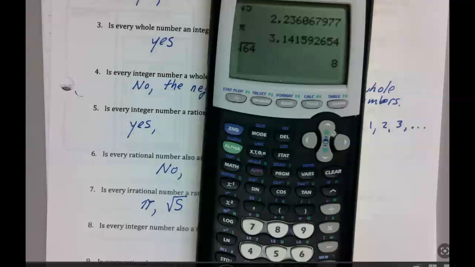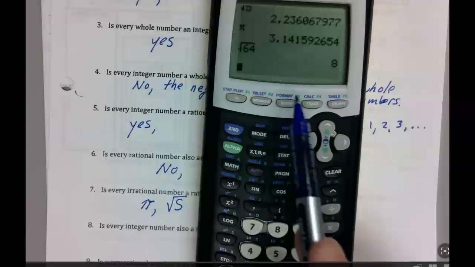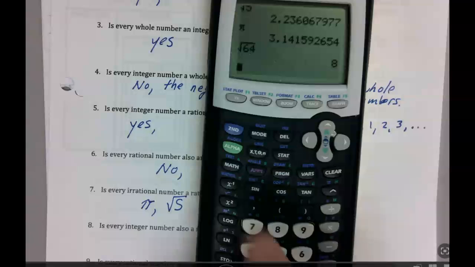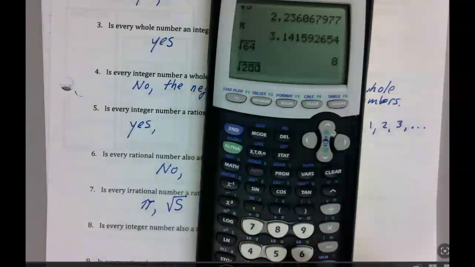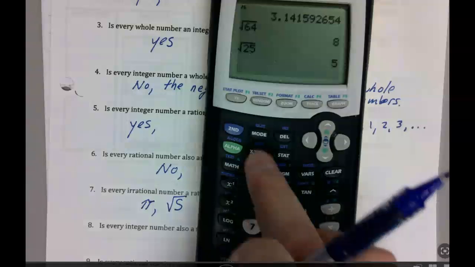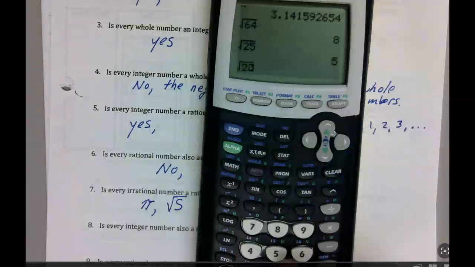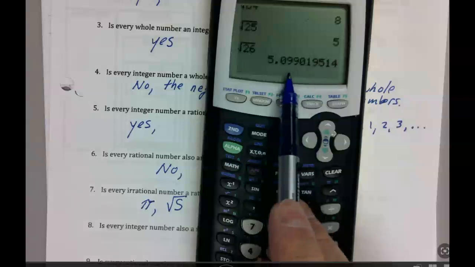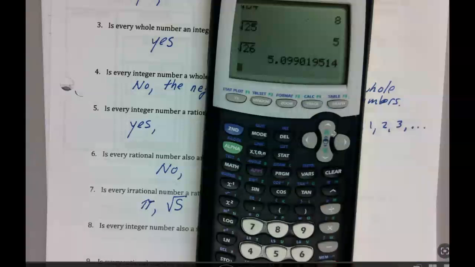Why did 64, when I took the square root, come out as 8? Because 8 times 8 gives me 64. 64 is a perfect square, isn't it? Anybody know another perfect square? Square root of 25. Let's try square root of 25. Very good. So square root of 25 is a rational number, isn't it? Correct? What about the square root of 26? That's an irrational number, isn't it? Correct? Because you get a decimal, it never stops, never repeats. Okay?